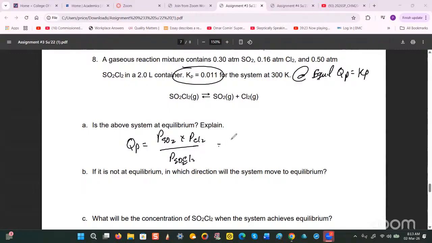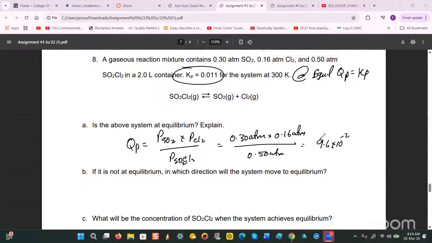And then we put the numbers in. So for SO2, it is 0.30 atmospheres multiplied by 0.16 atmospheres divided by SO2Cl2 pressure, which is 0.50 atmospheres. And when I did that calculation, I got 9.6 times 10 to the minus 2. And by the way, please verify these answers because, of course, I could be wrong. So please feel free to correct me if I've made a mistake. But this is what I got, right? I got 9.6 times 10 to the minus 2.